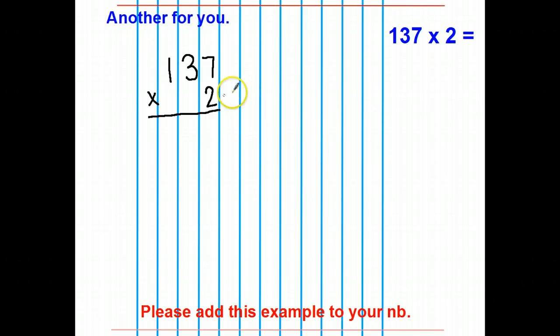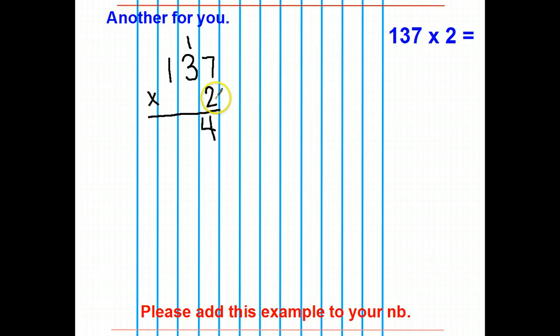Well, your next step is going to look like 2 ones times 7 ones, which gives me 14 ones. Can't put 14 in one place. So there goes the 4 part of 14. Here's the 10 part of 14. Stop the video and do the next step.